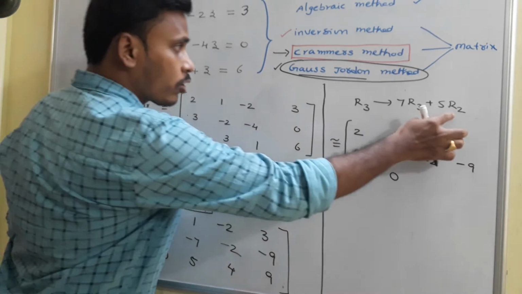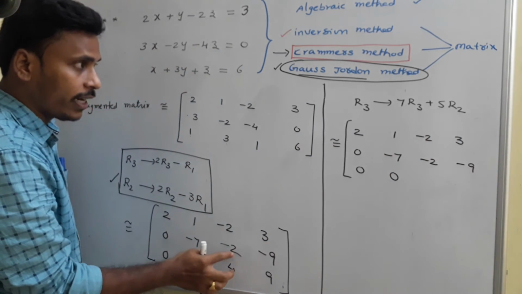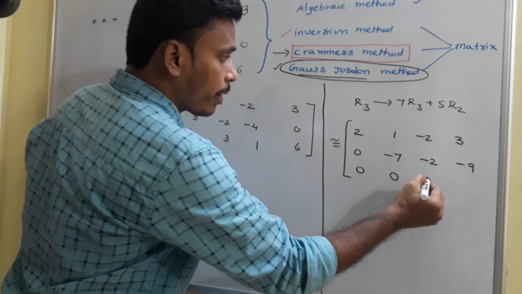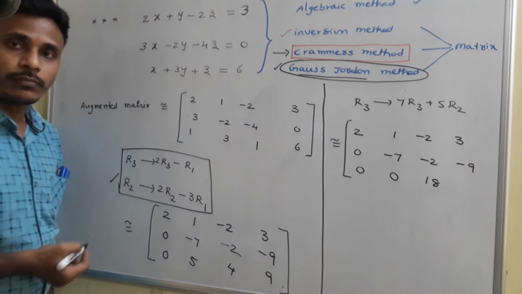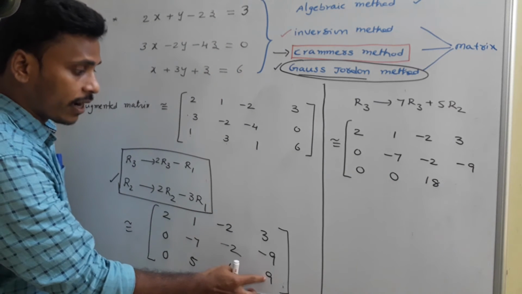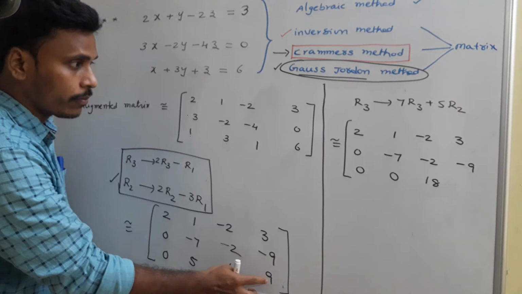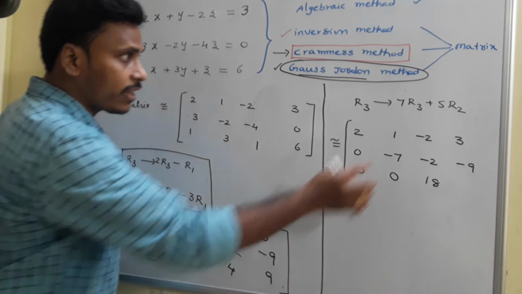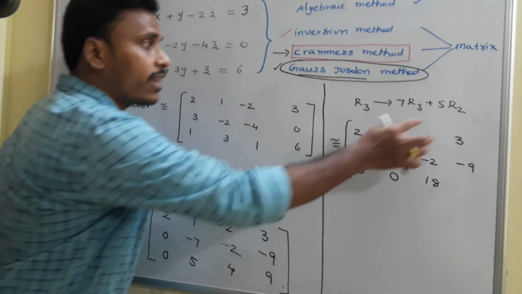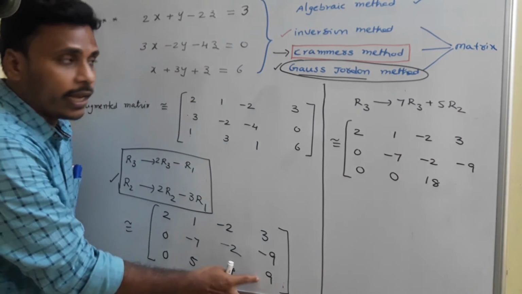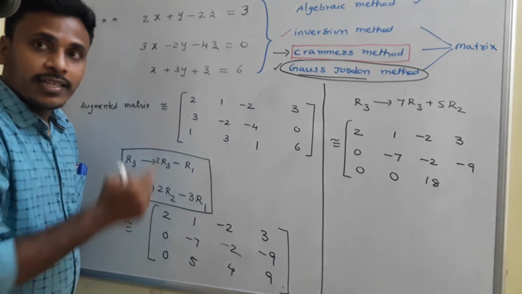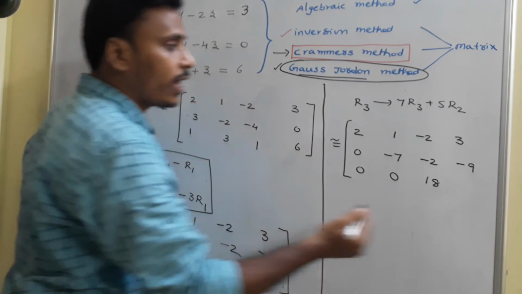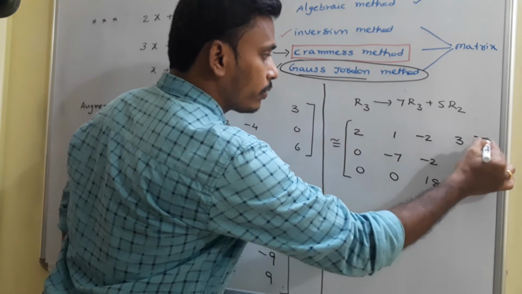Coming to this element, 4 in the place of R3 and minus 2 in the place of R2. 7 fours are 28 minus 10, 28 minus 10 is 18. And then this element: 9 in the place of R3 and minus 9 in the place of R2. 7 into 9 minus 5 into 9 is 2 into 9, which is again 18.